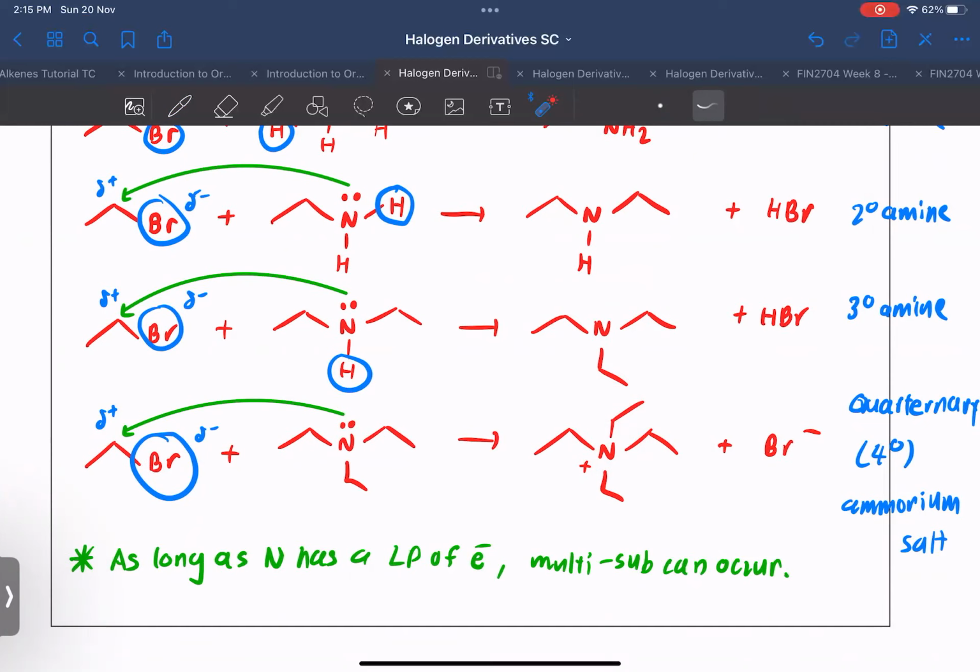Positive? Yes. When you are positive charged, are you rich or poor? Positive means you are poor. How can you have a lone pair if you are poor? So you look at this, the nitrogen gave away his lone pair, the last lone pair he has. And because of that, he can't go on anymore. This is the final time. This is the last reaction.